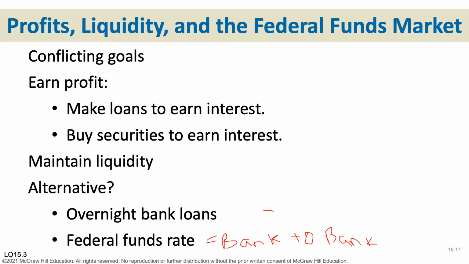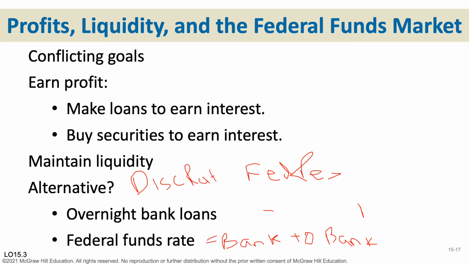But what did we say about the Federal Reserve? We said the Federal Reserve was the lender of last resort. I'm going to come over here. So if we get a loan from the Federal Reserve, the interest rate we pay is going to be called the discount rate, which is a really interesting term because it's actually a higher rate than the federal funds rate.